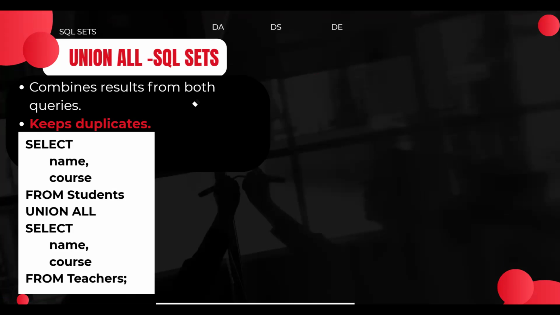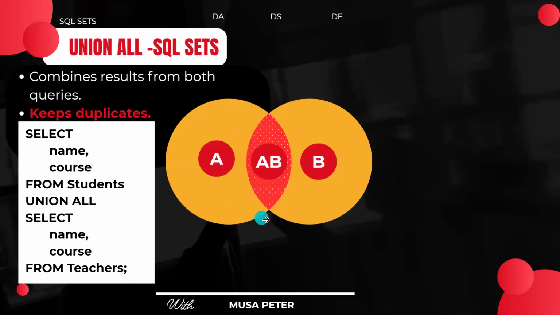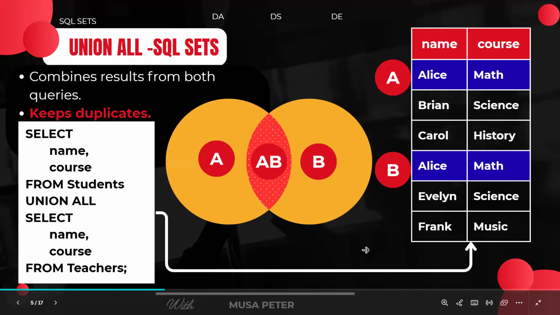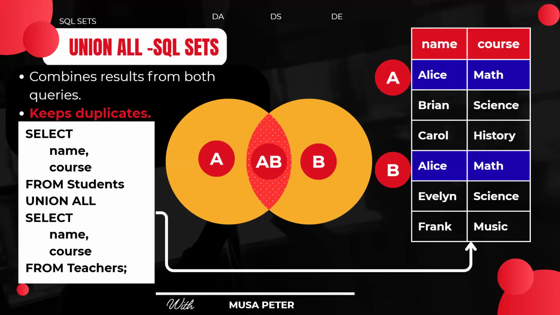So if we were to represent our result using a Venn diagram, this is how our result is going to look like. We are going to have values from table A, values from table B, and all the duplicates. So everything should be shaded in this case. All the values are going to be returned. So union all returns all the values, including the duplicates.